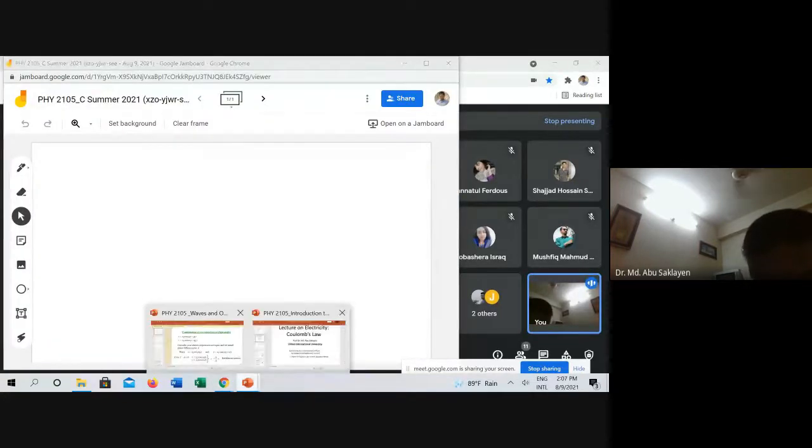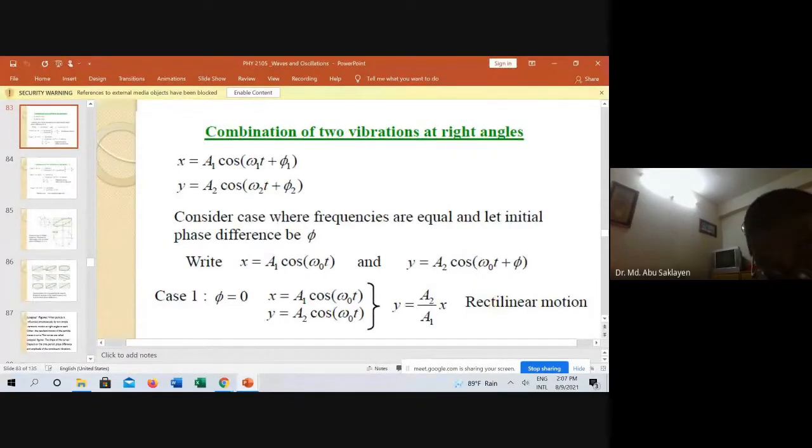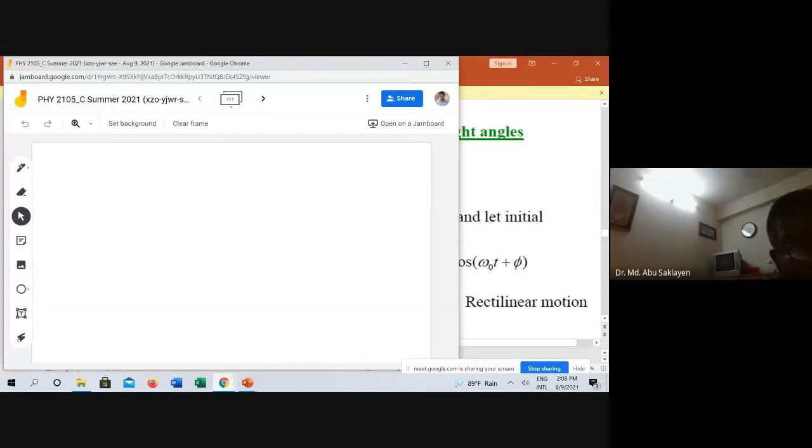Today we'll complete our waves and oscillation, and it takes maximum 15 to 20 minutes. Then we will move to a new part of our syllabus, electricity and magnetism.